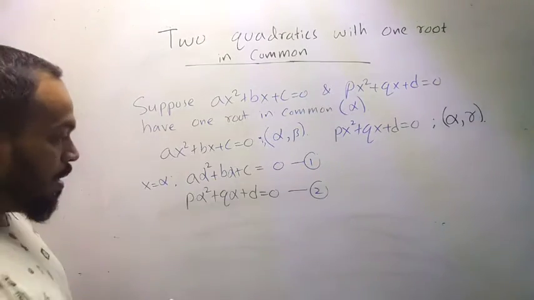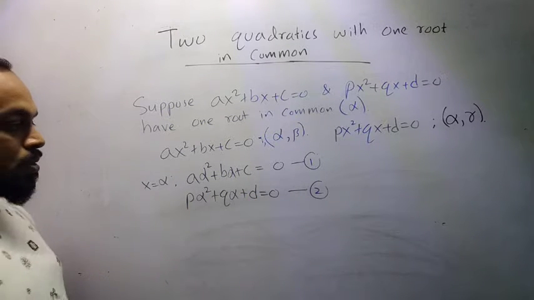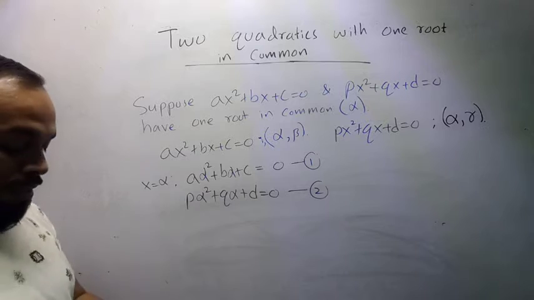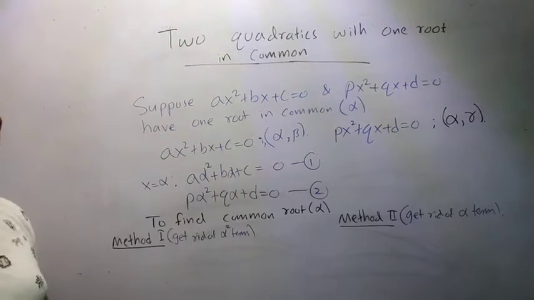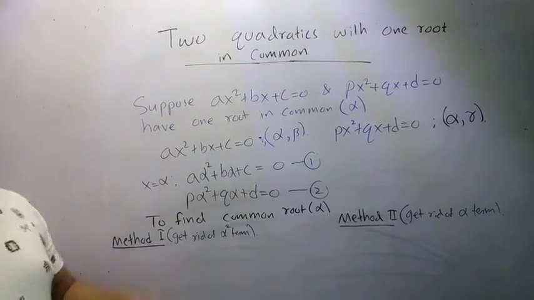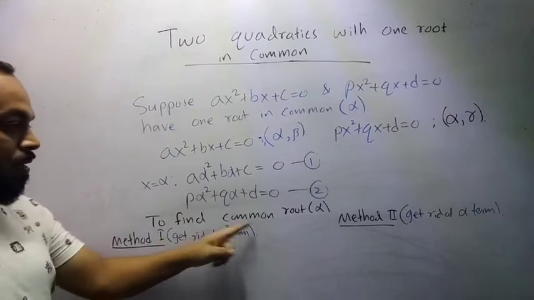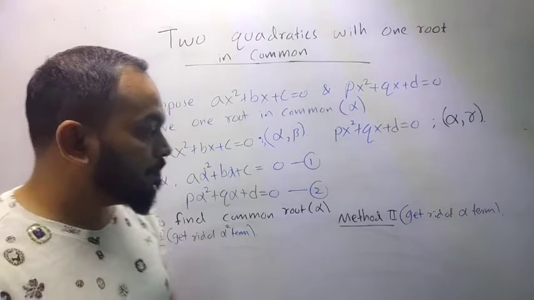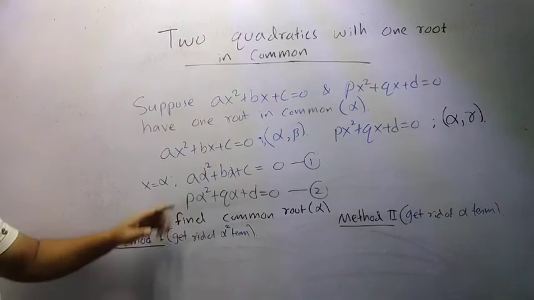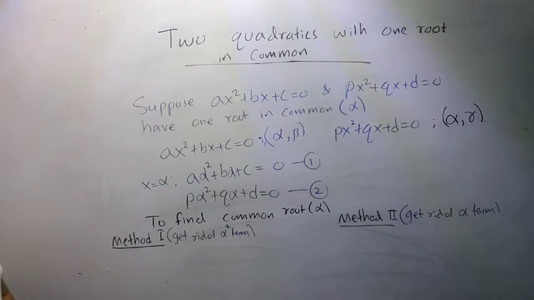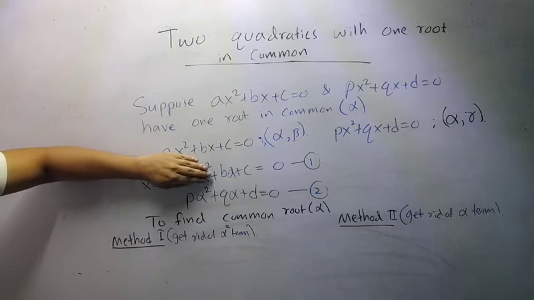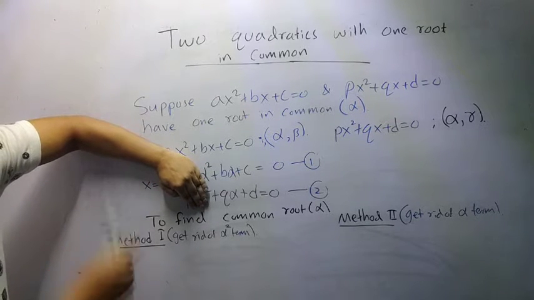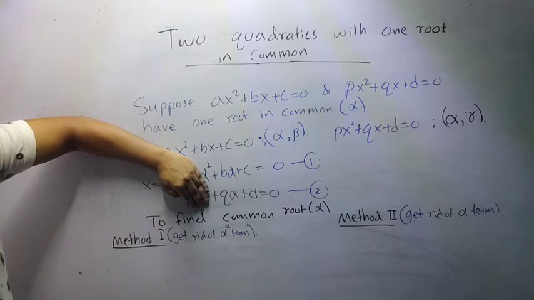So I'm going to use these two quadratic equations to figure out what alpha is. We can do this in two ways to find the common root alpha. The first method is that we can solve this simultaneously. We can get rid of the alpha squared terms by solving this simultaneously. That is the first method.